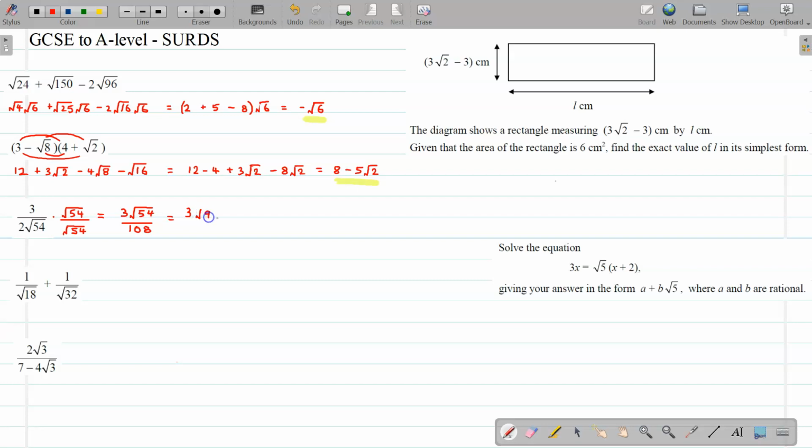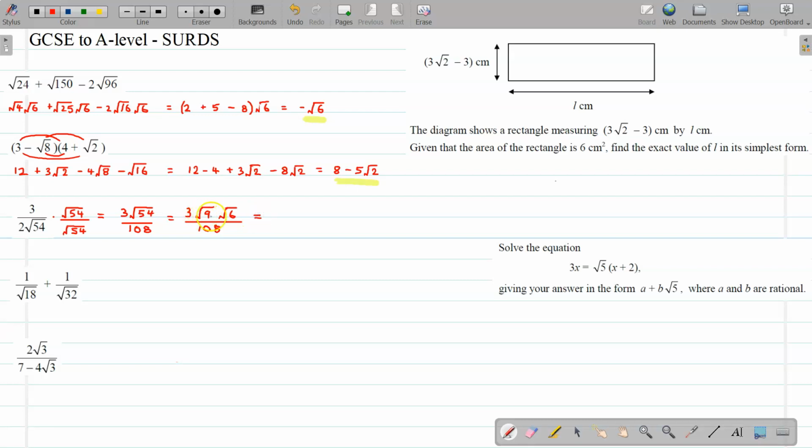I'm just doing it in full because I'm explaining what's going on. Root 9 root 6. So root 54 has become root 9 root 6. The denominator is still the same, which is 108. Okay, and hopefully with your knowledge of your times tables, you can see there's going to be quite a bit of cancelling out in a minute.